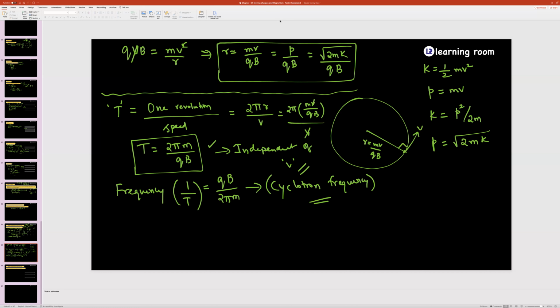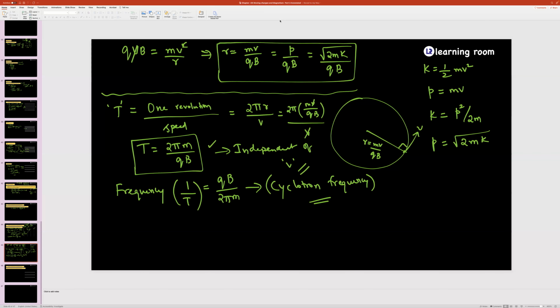You project it with whatever velocity you want. If the particle is still the same, if the magnetic field is still the same, it will complete the circular path in the same amount of time. Meaning, if you take an electron and project it in a magnetic field B with 1 meter per second or 10 meters per second, it will complete the circular path in the same amount of time.